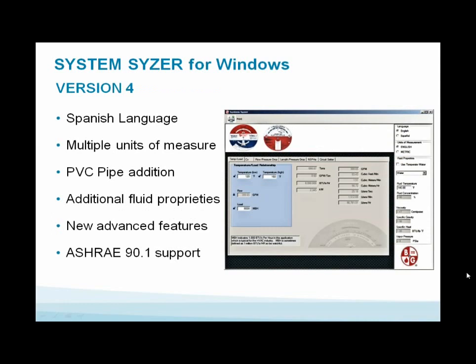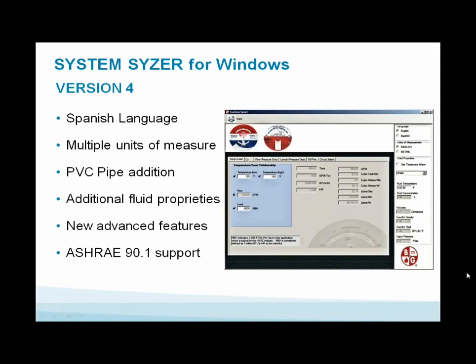There's also a version 4 update of a Windows version that is available to you for free. Just go online to the Bell & Gossett website. It'll take you right to the link and you can download it instantly. It's a gift to the industry.